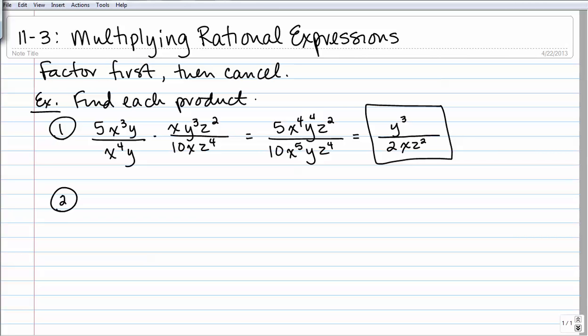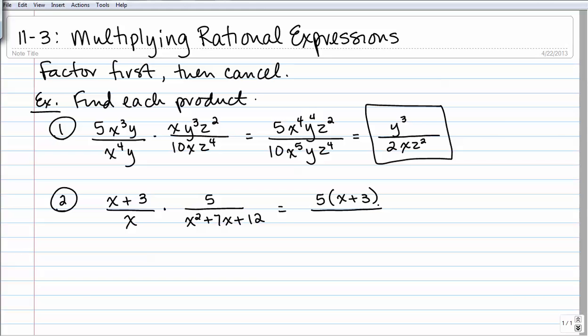Second example, x plus 3 over x times 5 over x squared plus 7x plus 12. Well, the first thing that jumps out at me is the denominator of my second fraction is a trinomial that can be factored. So I'm going to write it like this, multiplying across the top. I have 5 times x plus 3.